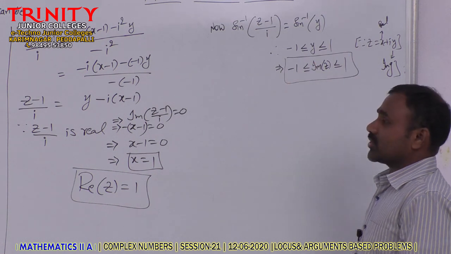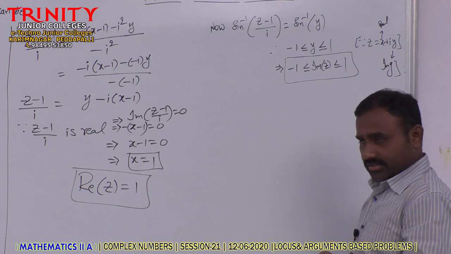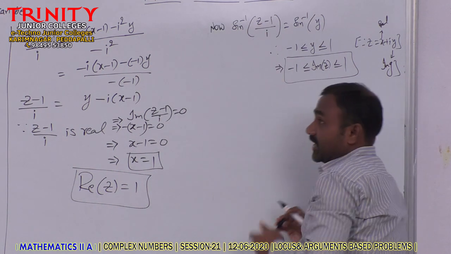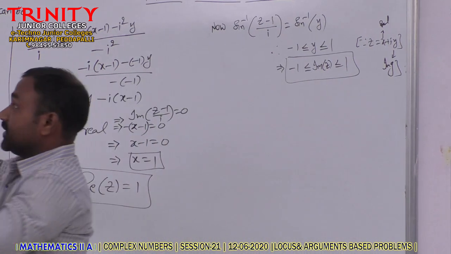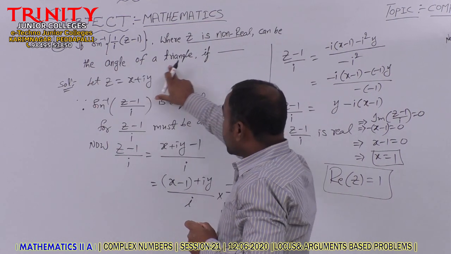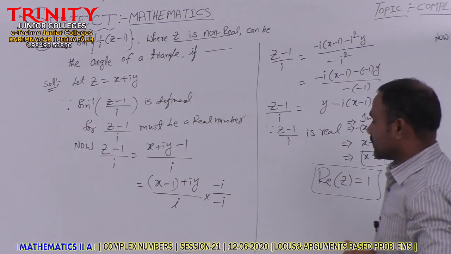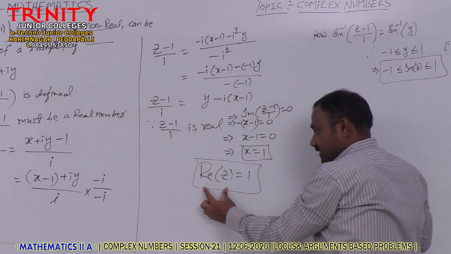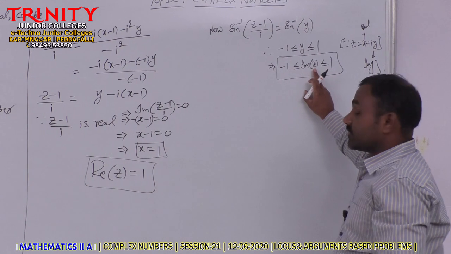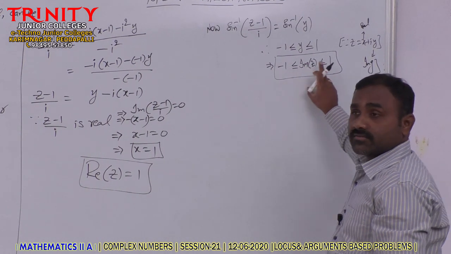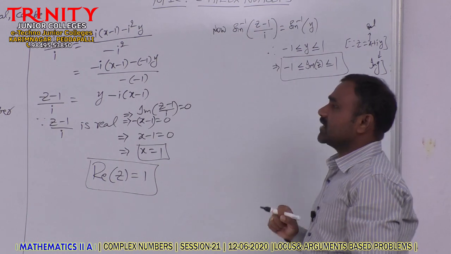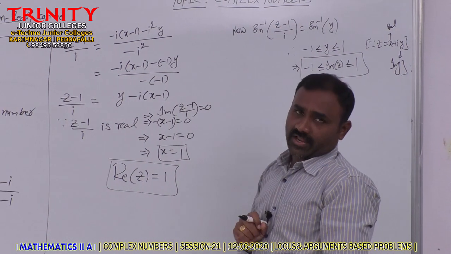Therefore, from these two conditions, we can say that sine inverse of z minus 1 by i can be the angle of a triangle. When is it possible? When the real part of z is equal to 1 and the imaginary part of z lies between minus 1 and 1, then sine inverse of z minus 1 by i is the angle of a triangle.